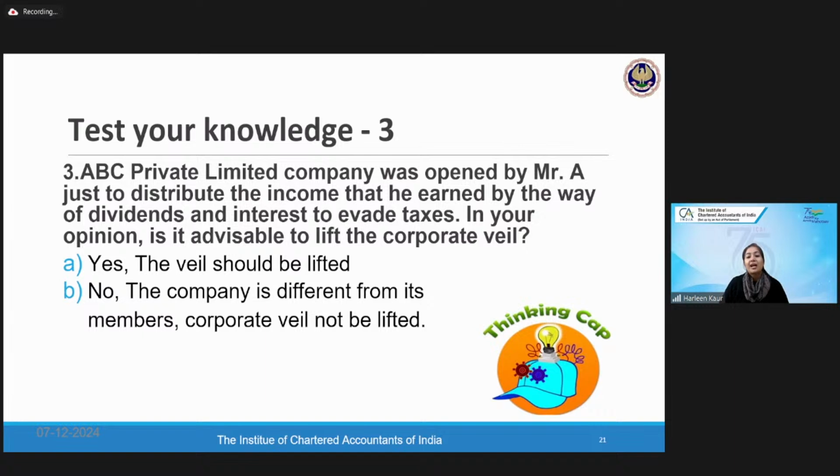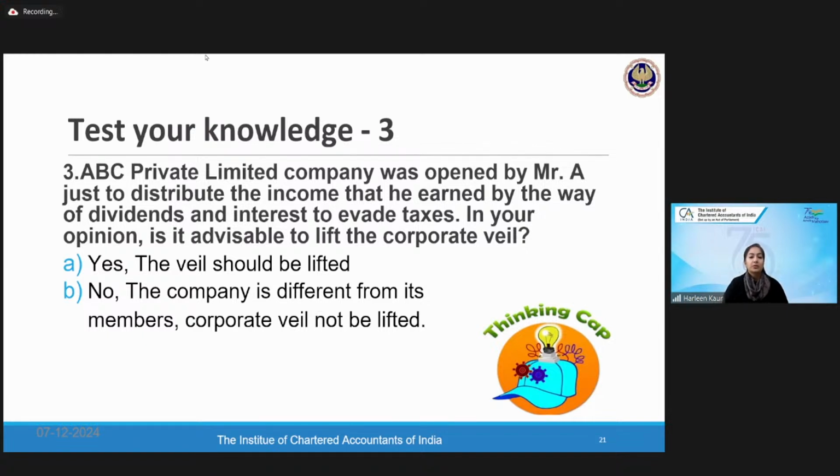ABC Private Limited has been opened up by Mr. A just to distribute the income that he has earned. So he has opened up a company just to distribute the income that he has earned by way of interest and dividends to avoid taxes. Is it advisable to lift the corporate veil?